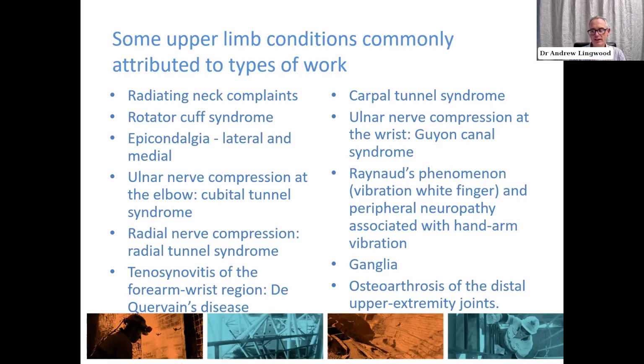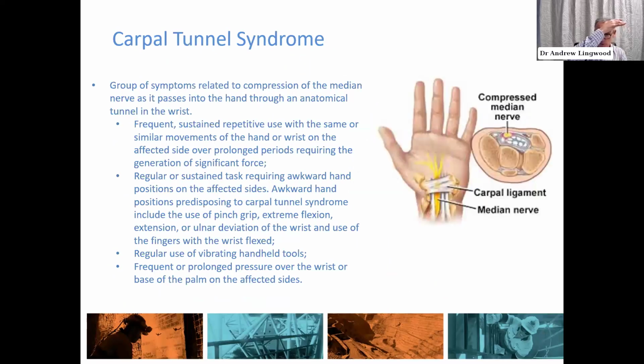Now, we're going to pick out a few of these to talk about in a little bit more detail. The first one is good old carpal tunnel syndrome. It is the commonest of what we call a compression neuropathy, which means a condition whereby a nerve is being squashed and the person gets symptoms related to the function of that nerve after the point where it's squashed. So it's a really common workers' compensation claim.